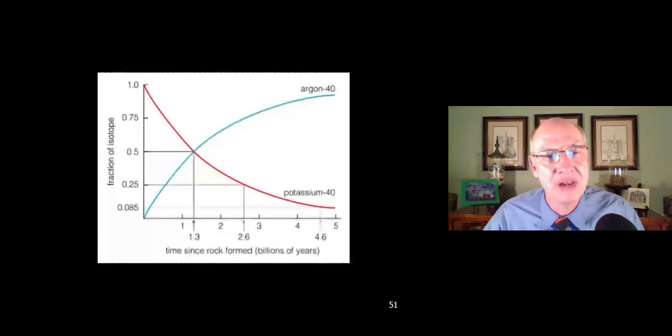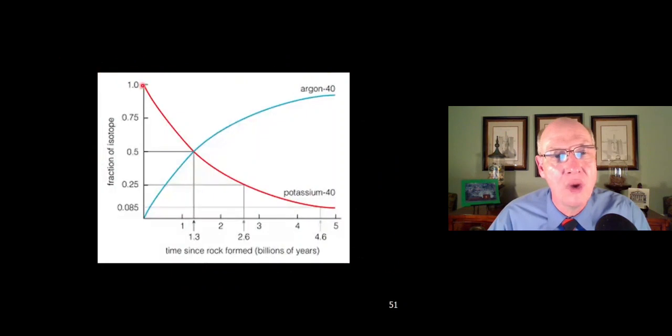So what's going to happen in our rock? Well, we're going to start with 100% potassium-40 and no argon-40. And after one half-life, half of the potassium will have decayed. So now we will have only 50% of the potassium that we had earlier. And all that potassium that decayed will be argon. That's going to happen at one half-life, which is 1.3 billion years. So that's when the rock is 1.3 billion years old.